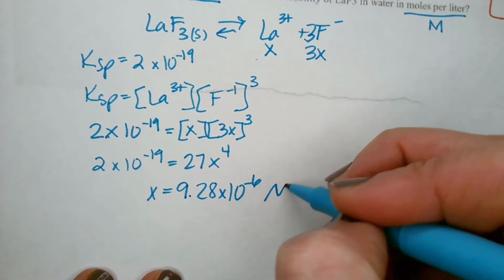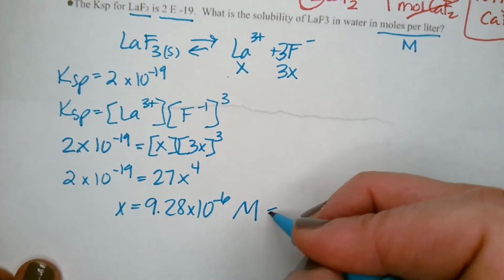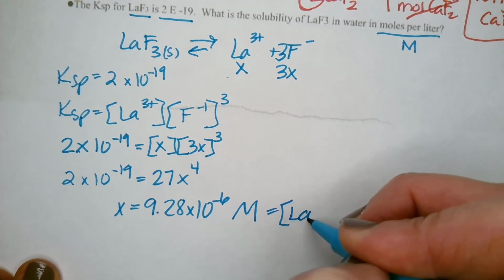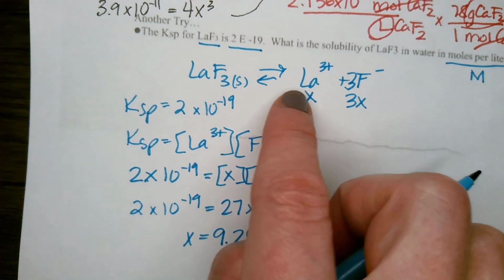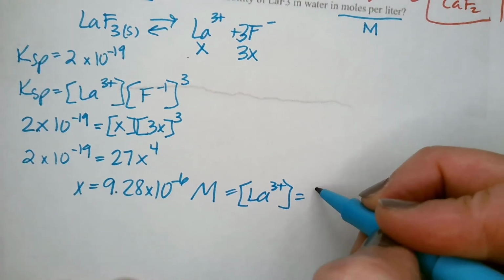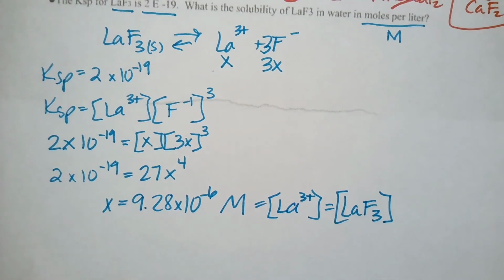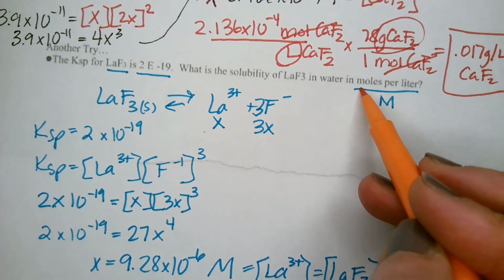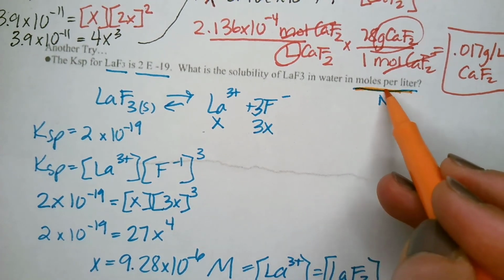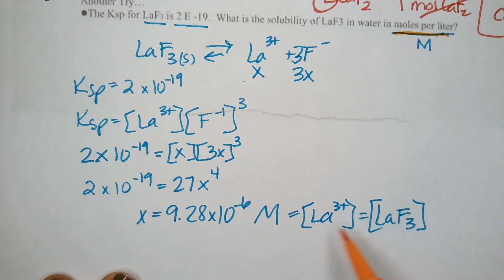Again, this is a concentration, and this x is the La3+ concentration, but we know that it's a 1-to-1 ratio to the LaF3 concentration. And that just happens to be where our ending point is for this problem. We wanted moles per liter of LaF3. We got molarity, which is moles per liter of LaF3. So this is our answer.